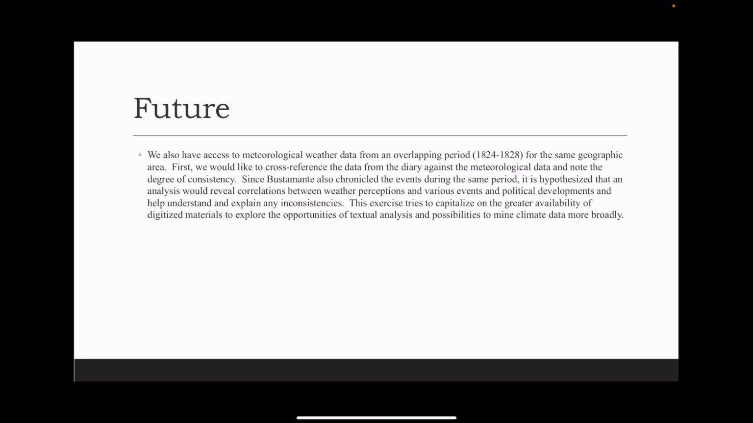This will also create a digitized database, which will create opportunities for text analysis and mining climate data from that period, and which will really help people from all different fields who are interested in this. So this was everything we did this year. The project is still going on, and we're trying to put more hours into this.